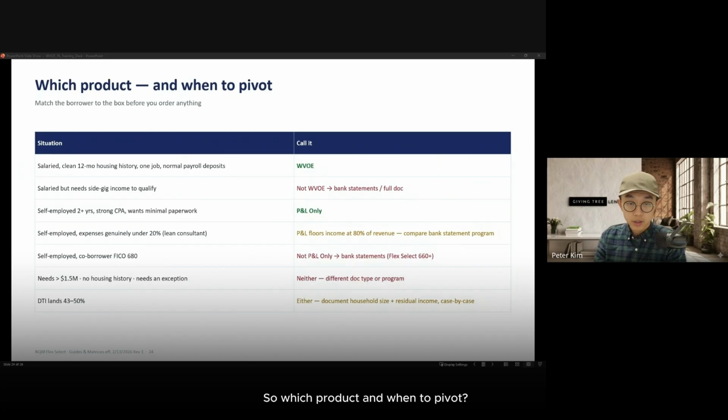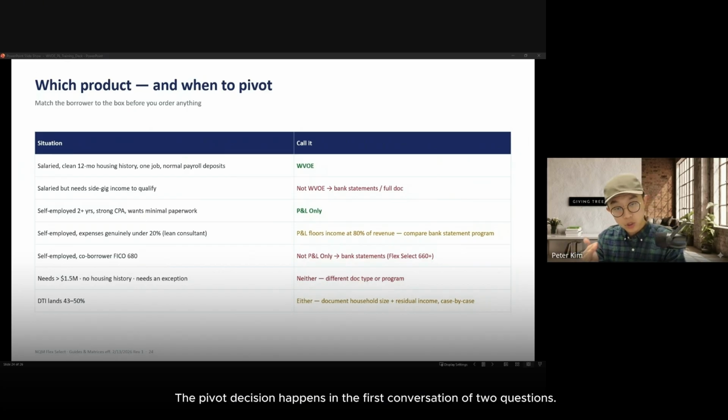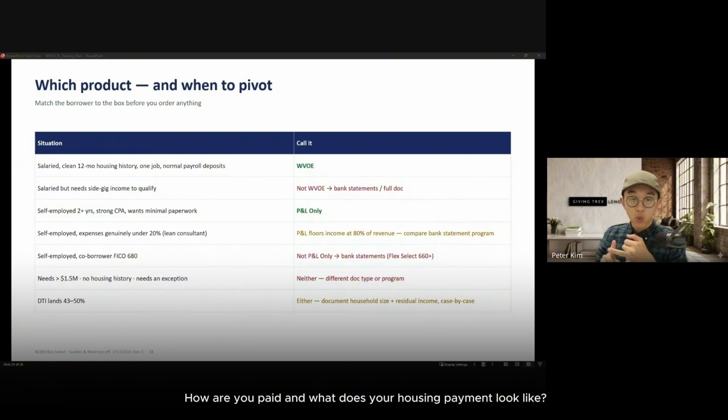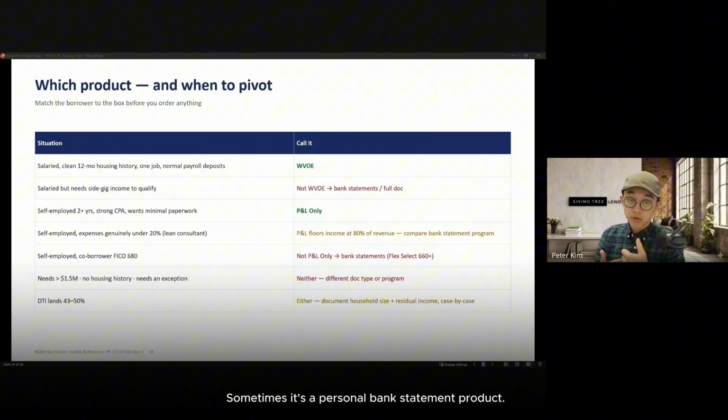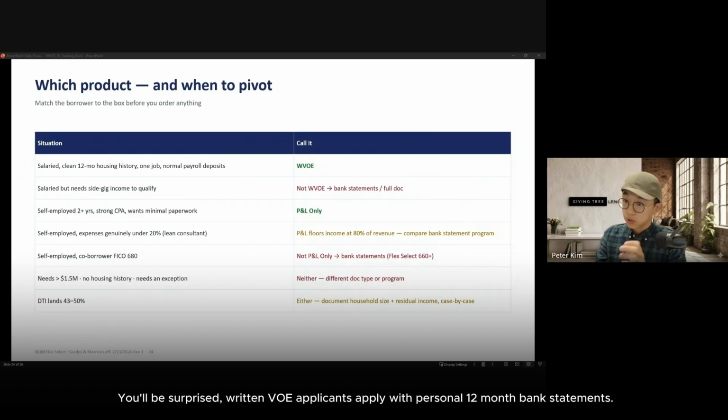So which product and when to pivot? The pivot decision happens in the first conversation with 2 questions. How are you paid and what does your housing payment look like? Is it salaried, clean history with 1 job, then written VOE. Salaried but needs a side gig to qualify, not a written VOE. Sometimes consider the personal bank statement product. You'll be surprised. Written VOE applicants apply with personal 12-month bank statements.